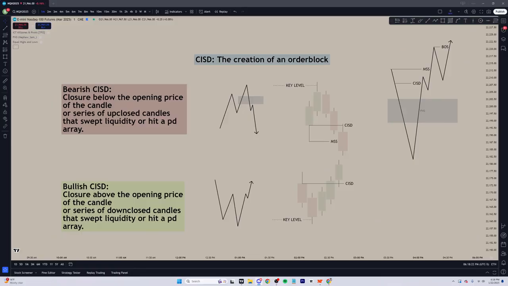What candle is the break of structure with? Is CISD the body, the market structure shift? Yeah, so it's just after the market structure shift happens, once we get another closure above that candle there. Yeah, that is a bullish CISD.